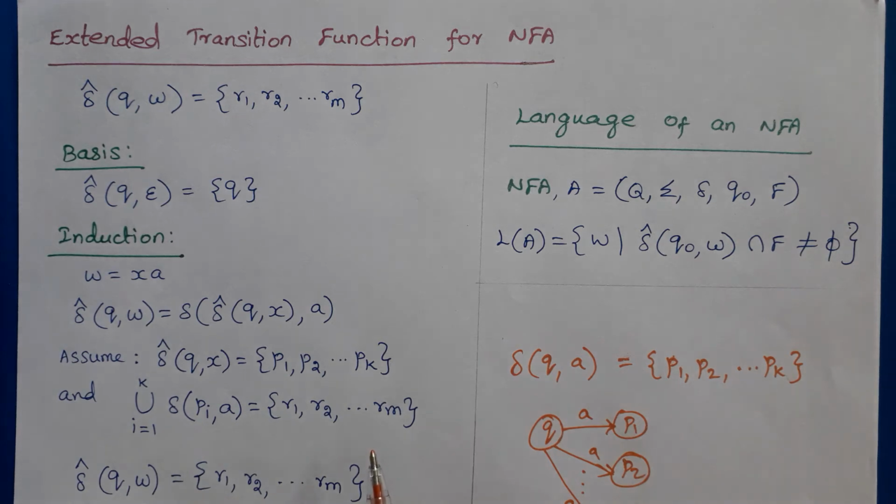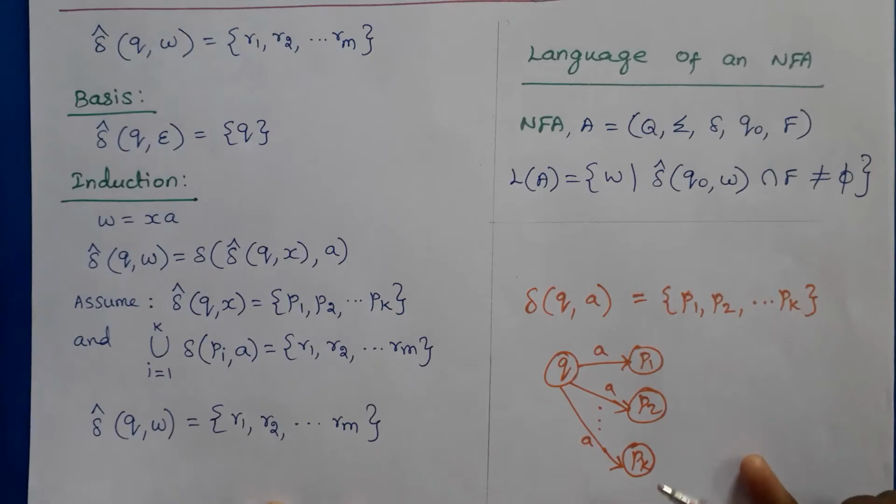Hello everyone, in this video we are going to discuss the extended transition function for NFA. The transition function for NFA can be written like this: delta within parenthesis q comma a equals p1 p2 up to pk. The meaning is, if we are in state q and reading the current input symbol a, the NFA has the power to be in several states at once, p1 p2 up to pk.